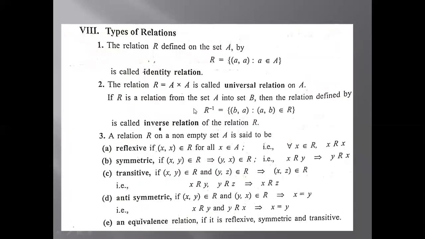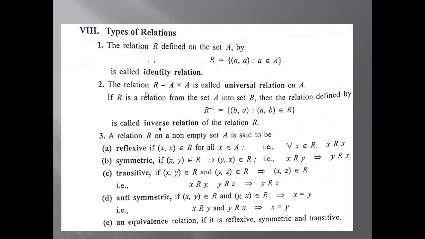Types of relations. These are identity relation, inverse relation, reflexive, symmetric, transitive, antisymmetric, and equivalence relations. First of all, identity relation. The relation R defined on the set A by R equal to {(a, a) such that a belongs to A} is called the identity relation. Here a must belong to A. That is known as the identity relation.